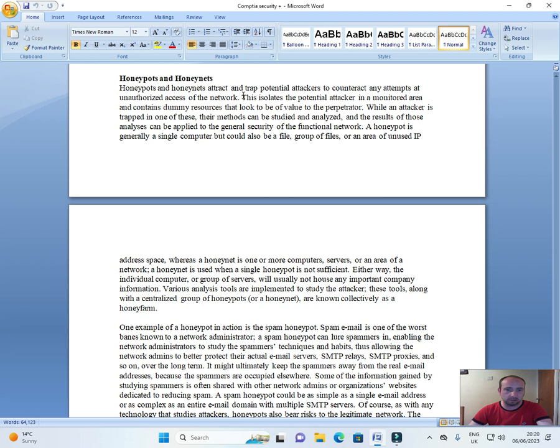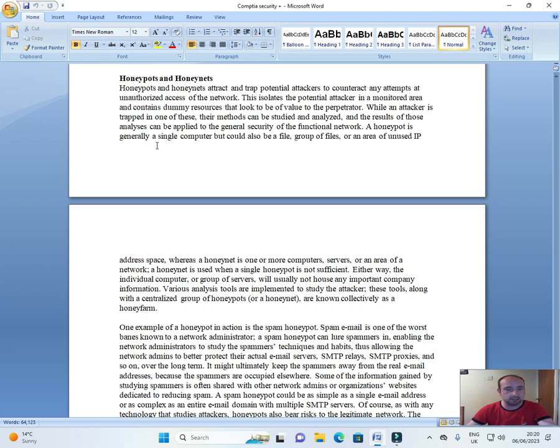Honeypots and honeynets attract and trap potential hackers to counteract any attempts at unauthorized access of the network. This isolates the potential hacker in a monitored area that contains dummy resources that look to be of value to the perpetrator. While an attacker is trapped in one of these, their methods can be studied and analysed, and the result of those analyses can be applied to the general security of the functional network.